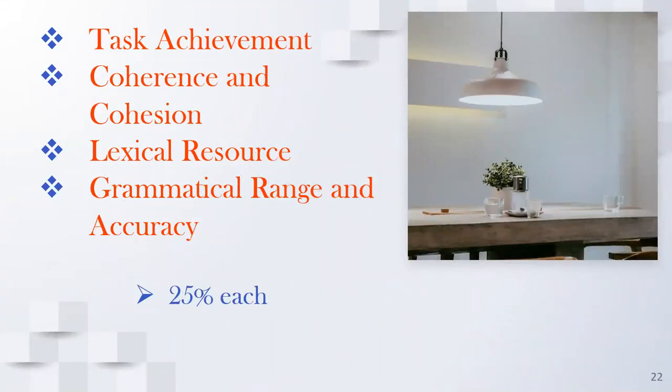There are 4 assessment criteria, and these are task achievement, coherence and cohesion, lexical resource, and grammatical range and accuracy. Each of these carries 25% of the total marks. Like I said, it's important for you to know so that you can get the score you're supposed to get. You fulfill the demand of the task, of course you would get a good score. Let's look at these one after the other.